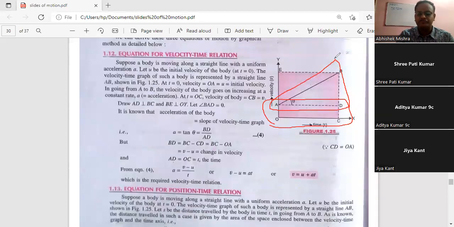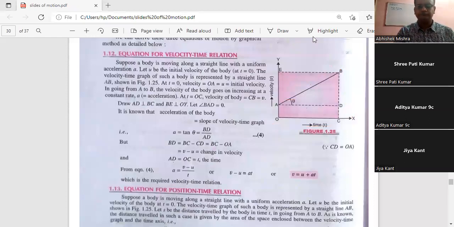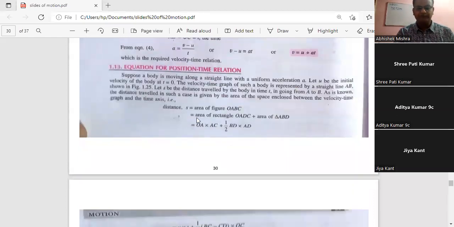Already in the offline class, I told you how you calculate the area of the rectangle and how the area of the triangle can be calculated, though I will do it once again. I hope you have understood how we can calculate the area for this. Now see how we will do this. The distance traveled by the particle must be equal to the area of the rectangle plus the area of the triangle. Is it clear? I want feedback from all the students.